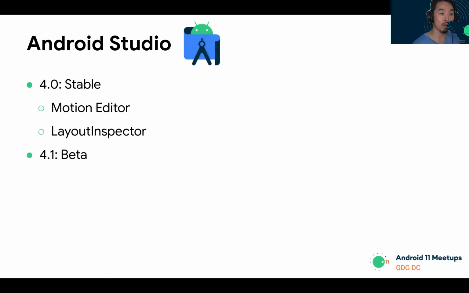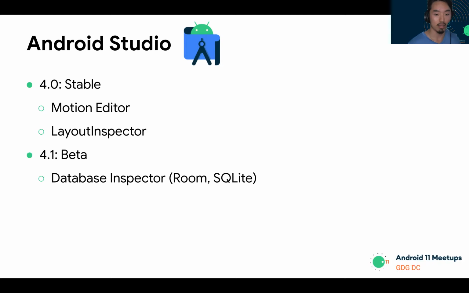Android Studio 4.1 beta is also released. In there, they include the database inspector. So if your app is using something like Room or SQLite, then you can use the database inspector to see what's inside your database. And you can also see it update live when you are testing out your app. You can also edit the data inside of the database and see the updates reflected live in your app as well. So super helpful if your app includes database functionality.